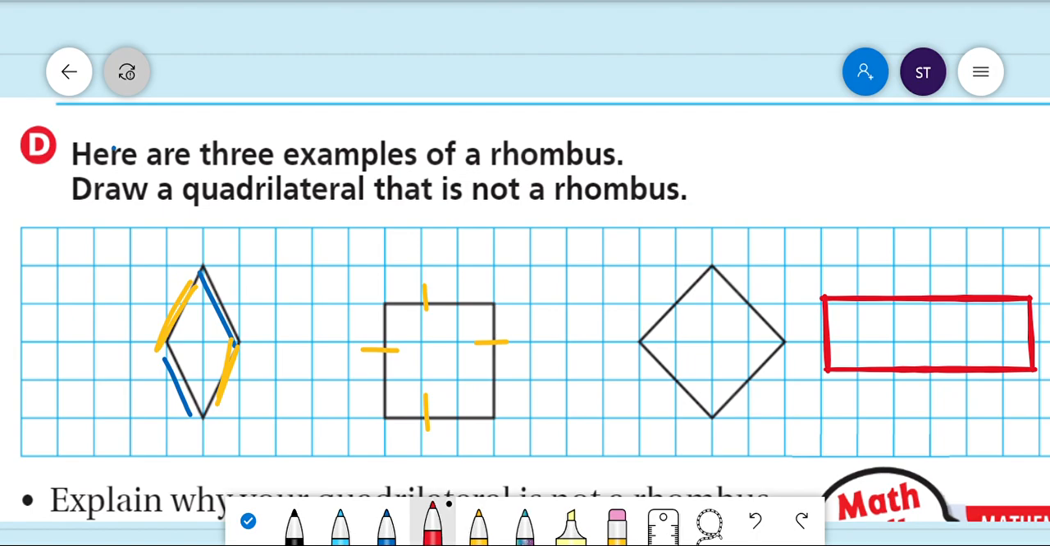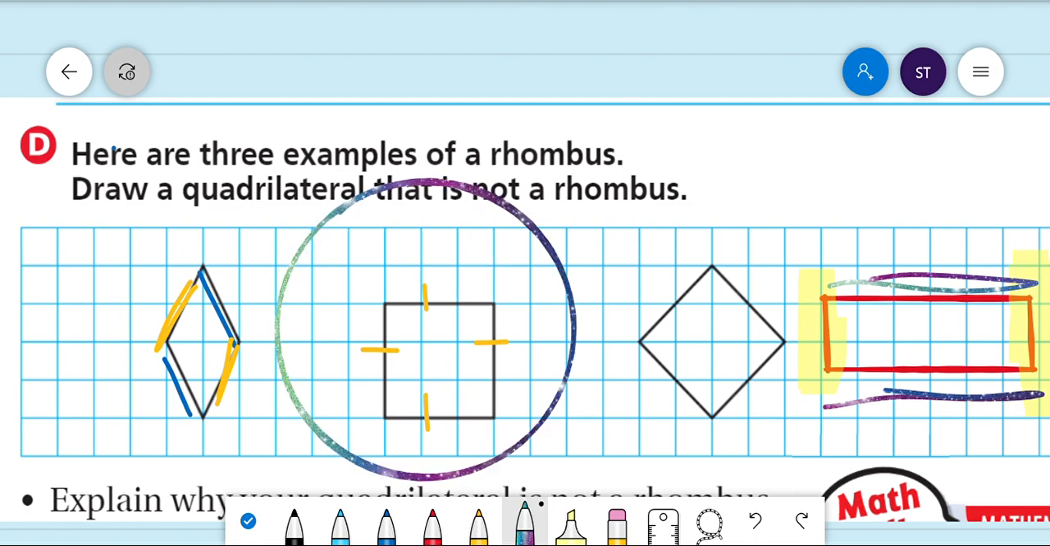The reason why a rectangle cannot be classified as a rhombus, but Miss Thomas, it has opposite sides that are parallel. Oh, yeah, it does. This side is parallel to that, and this side is parallel to that. Why isn't it a rhombus? Because a rhombus has to have all sides equal. So all rhombuses have all sides that are equal, but a rectangle doesn't. So this would be my quadrilateral that is not a rhombus.